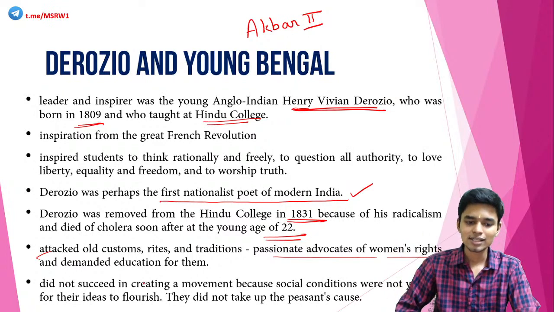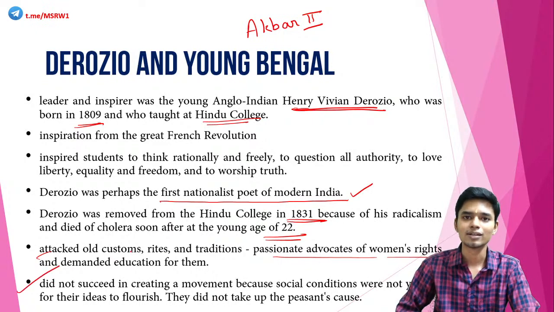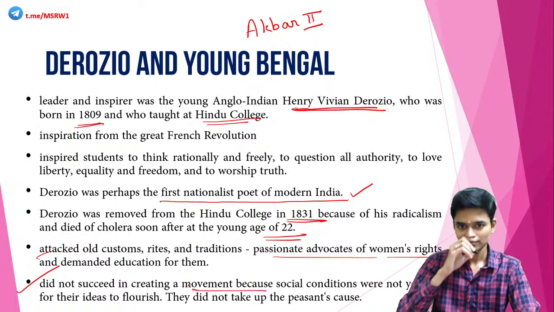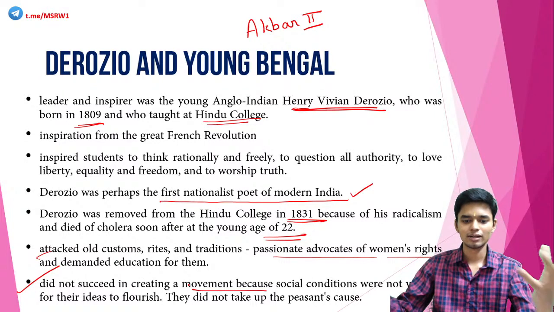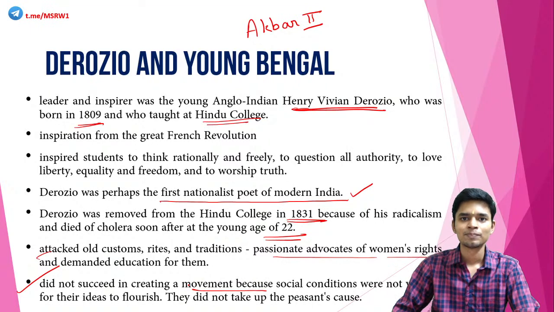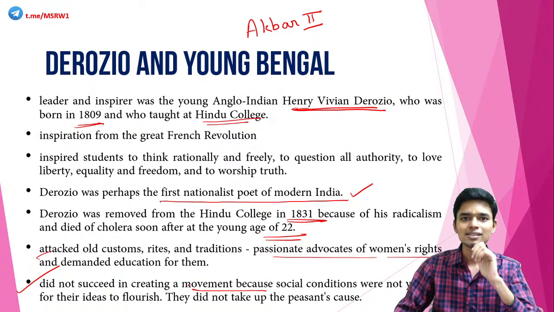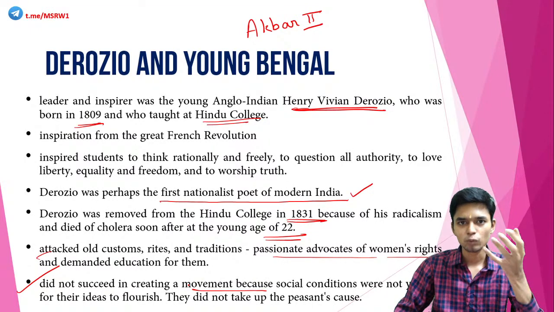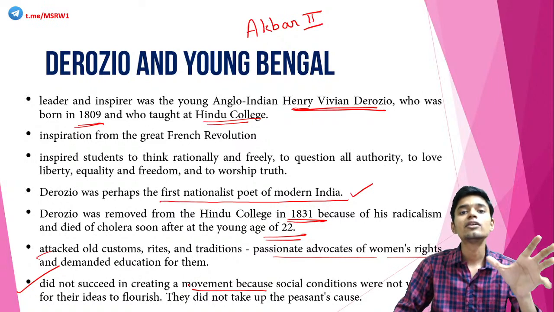They did not succeed in creating a mass movement. So this is the drawback of the Derozio movement, the Young Bengal movement. They did not create a mass movement. They failed in taking up the peasant cause as well. They had a very small social base. They couldn't create a movement at all, and they also failed to take up the peasant cause.